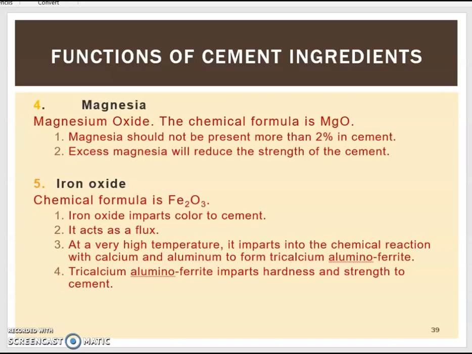Next is iron oxide, written as Fe2O3. Again, this ingredient also imparts color, but it also adds hardness and strength to the cement. At very high temperature, it participates in a chemical reaction with calcium and aluminum to form tricalcium aluminoferrite. Tricalcium aluminoferrite imparts hardness and strength to cement.